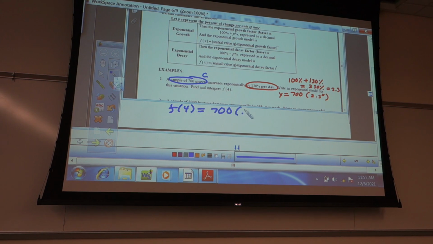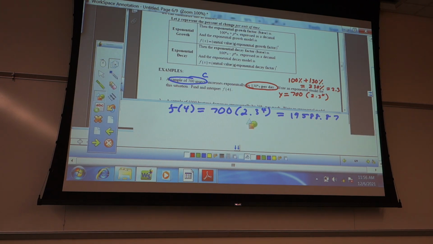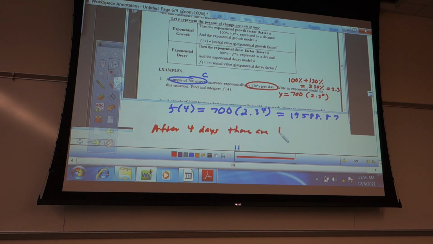700 times 2.3 to the 4th. And what did y'all get for that? Fox, what did you get for that? I got 19,588.87. Great. Okay, so Gabe, how would you interpret that? I would say after 4 days, there are 19,589 insects. How many did you say? 589. Yeah, okay, sounds good.